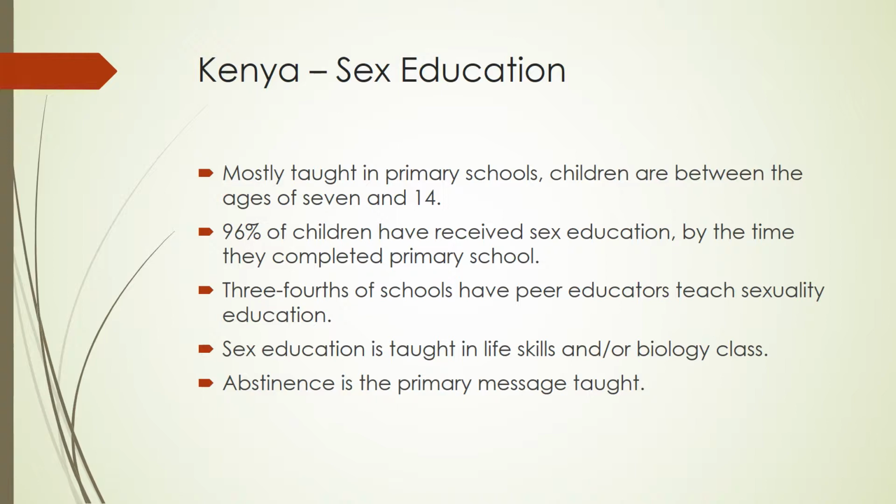3/4 of schools have peer educators teach sexuality education because Kenyan teachers are not trained to teach that subject. Sex education is taught in life skills and/or biology class. Abstinence is the primary message taught. Abstinence education focuses on teaching that not engaging in sex is the only way to prevent pregnancy and sexually transmitted diseases. So Kenyans are not taught about safe sex and contraceptive use.